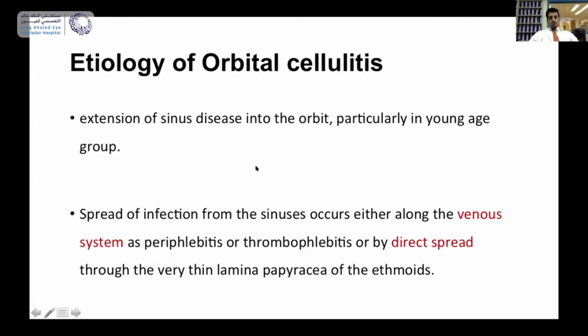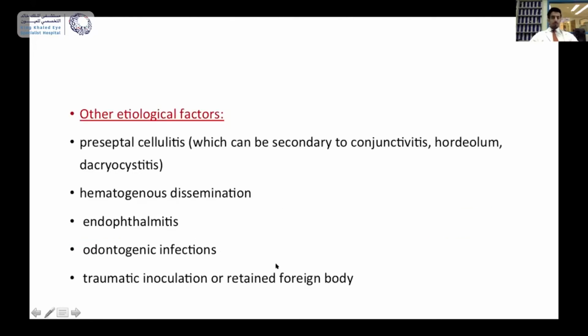How does it happen? Usually it's an extension of sinus disease into the orbit. This is the most common etiology, and this is especially common even in younger age groups. And how this infection spreads into the orbit, either through the venous system, which we spoke about earlier, or through direct spread, through the thin lamina papyracea of the ethmoid.